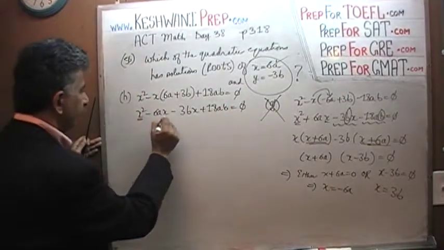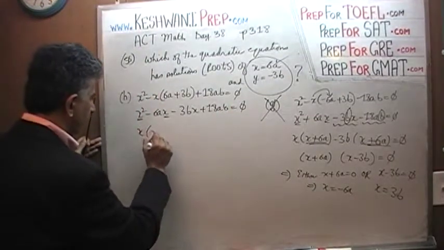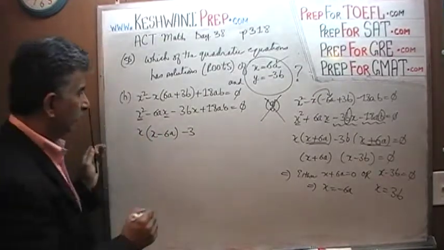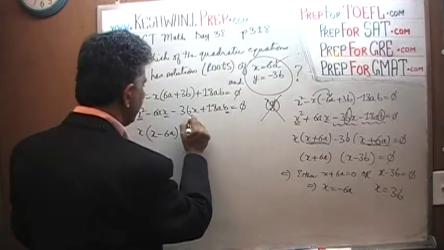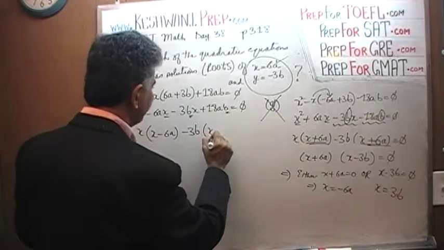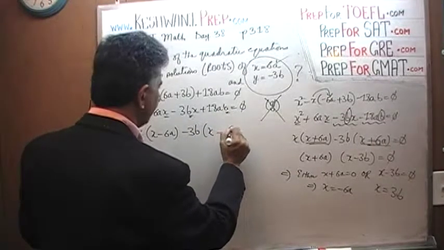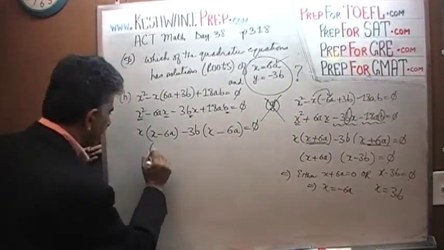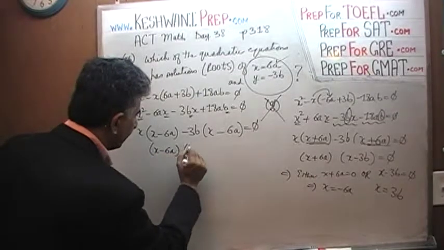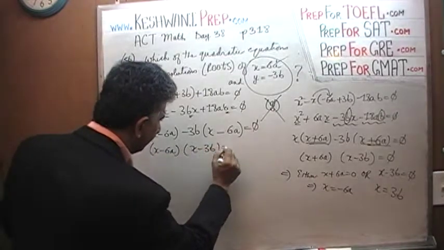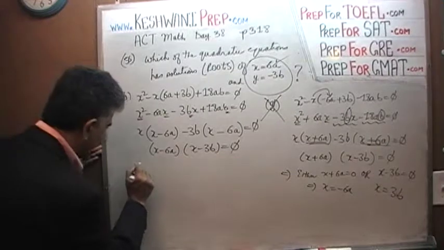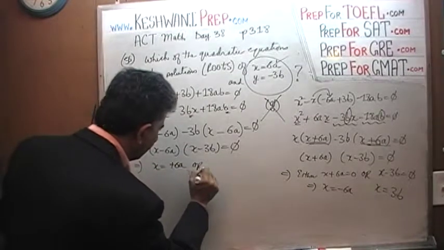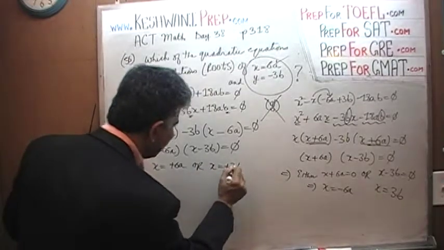We see an x here, we see an x here. Let's take it out common. X minus 6a minus 3 can be taken out, and we have a b here and we have a b here. Let's take it out common, and we are left with x minus 6a is equal to 0. That tells us that x minus 6a times x minus 3b is equal to 0. This implies that x is either equal to positive 6a or x is equal to positive 3b.